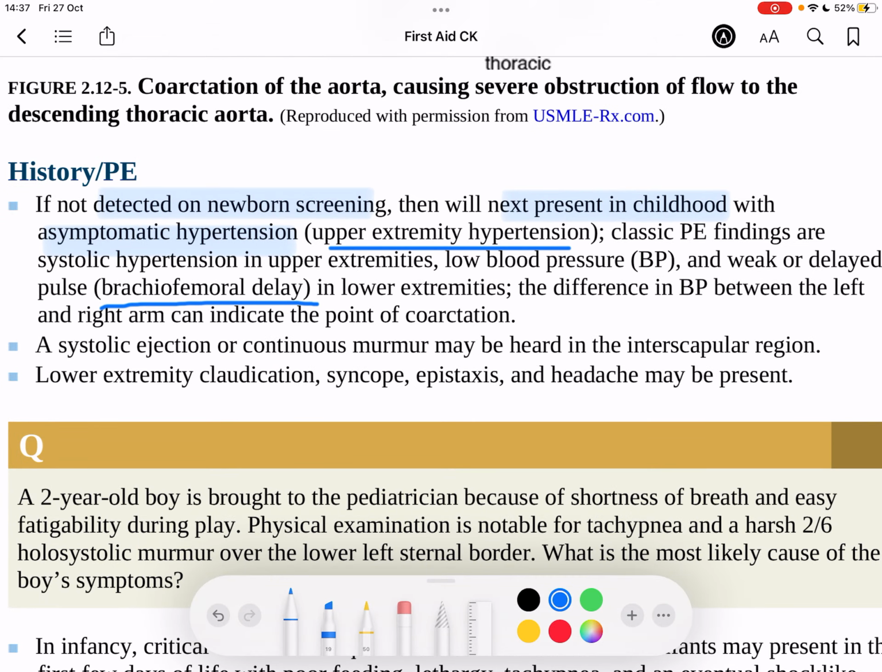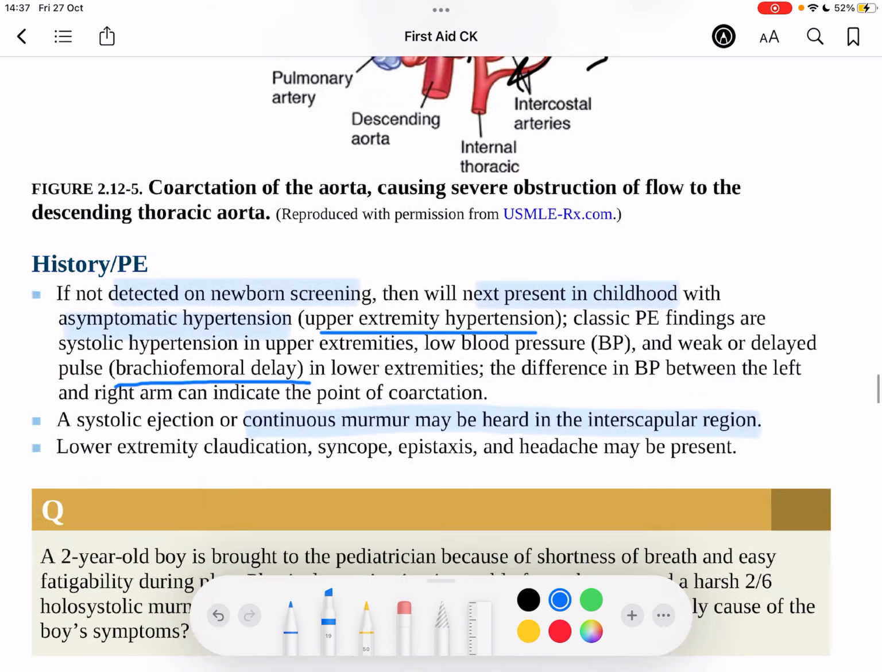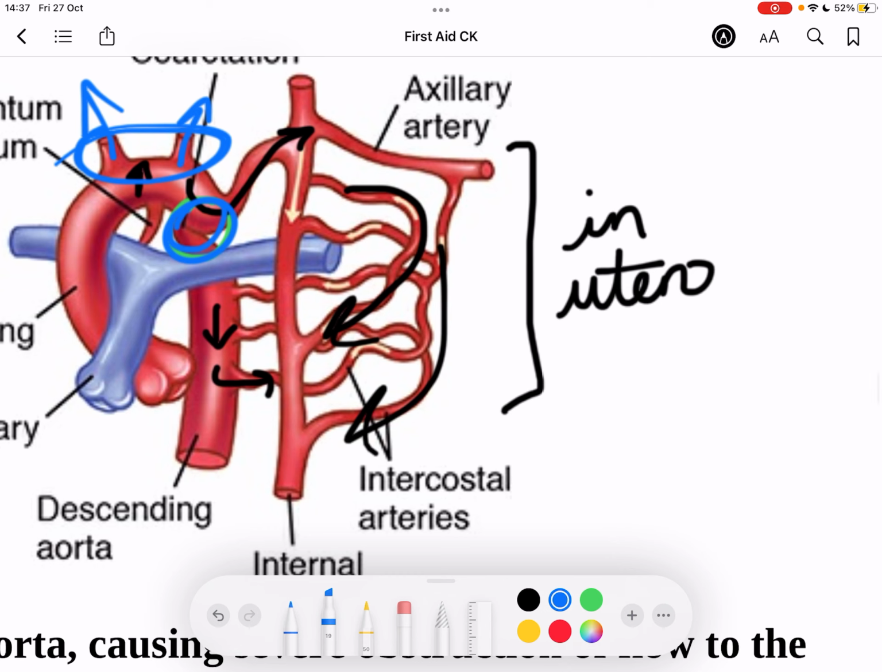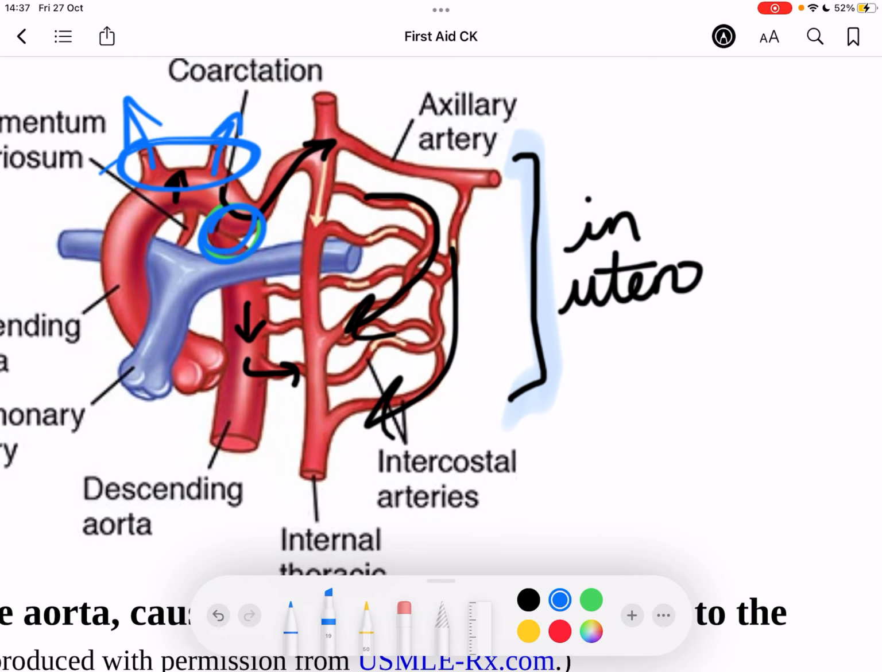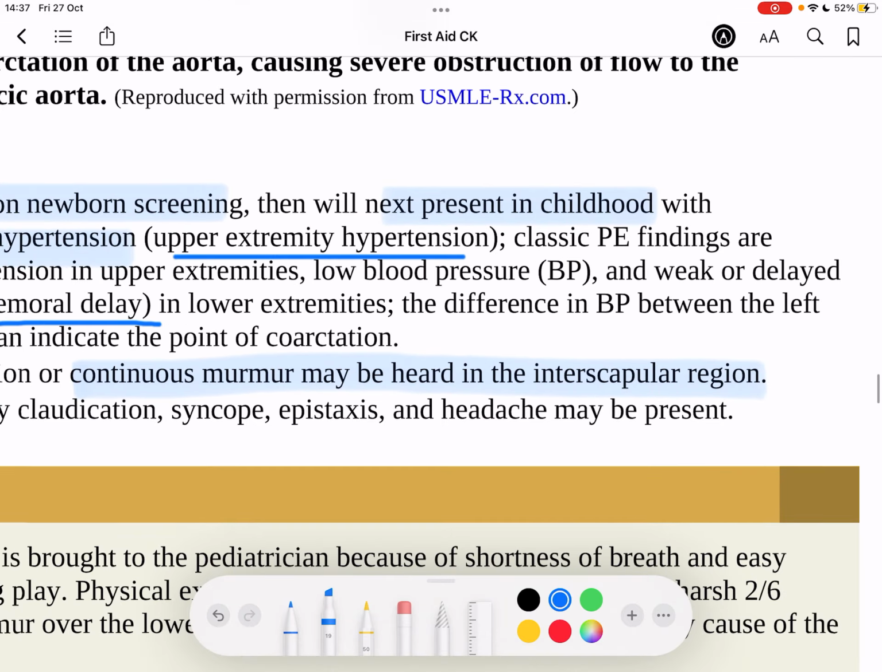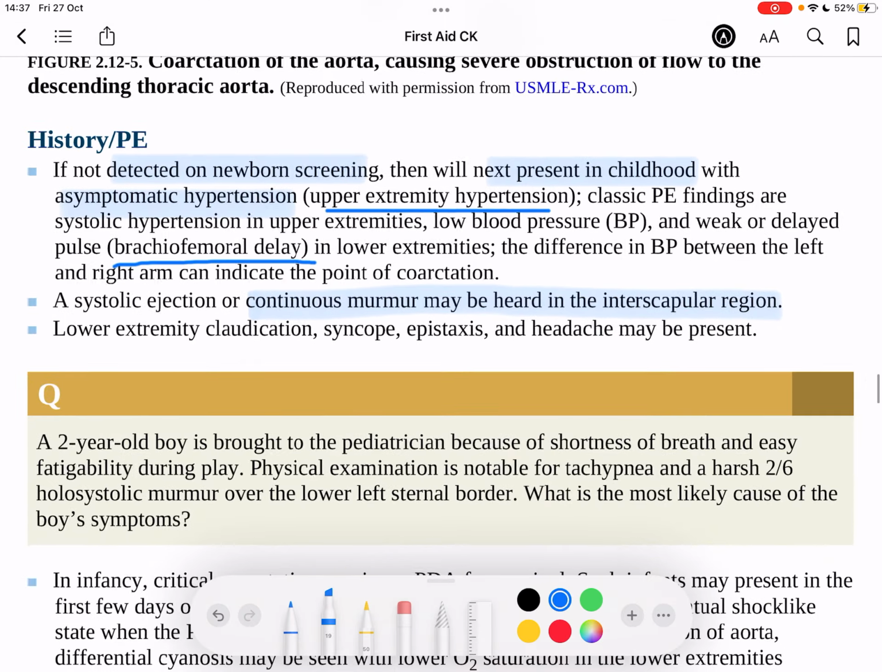A systolic ejection murmur can be heard, but also a continuous murmur may be heard in the interscapular region. Why? This continuous murmur in the interscapular region is due to the intercostal arteries. These congested intercostal arteries will be creating this interscapular murmur. Okay? A lot of people have told me in the past that it's due to the coarctation itself, but this is not true. The one that you hear in between the scapula is due to this intercostal artery vascularization.